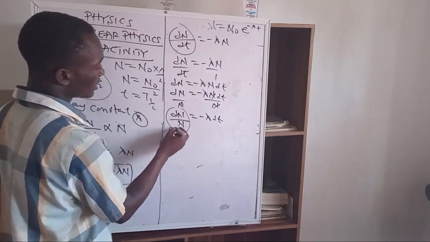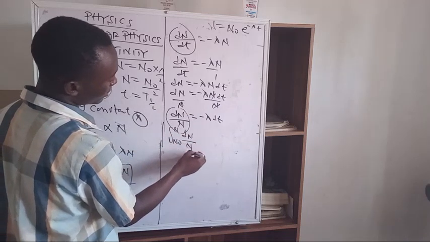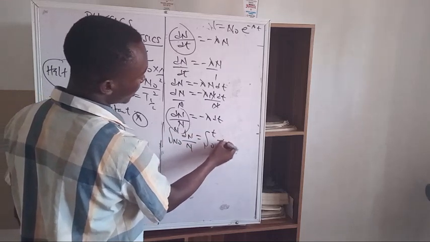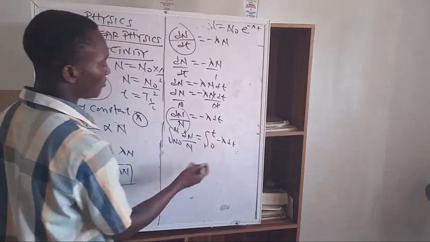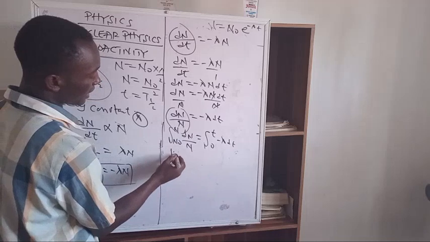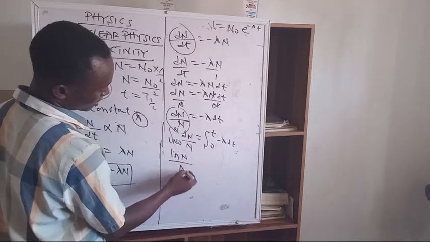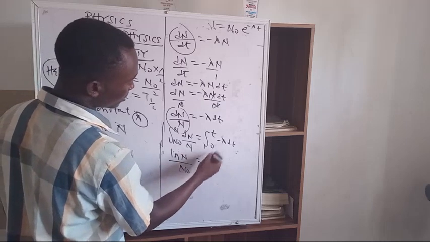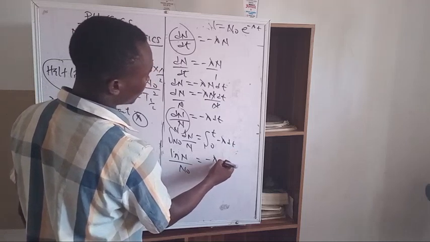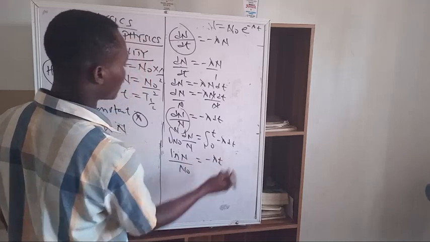So you have the integration of n to n naught of change in n over n equals, because this is transferred to time, the integral of time from 0, and I have minus lambda dt, which minus can be at the other side. So if I integrate, I have ln n over n naught, then it is equal to minus lambda t, because I've integrated.